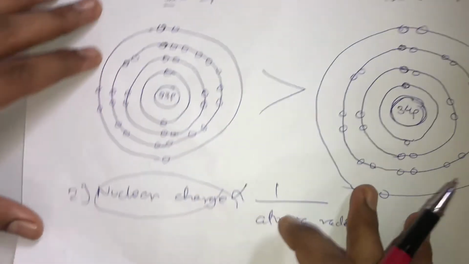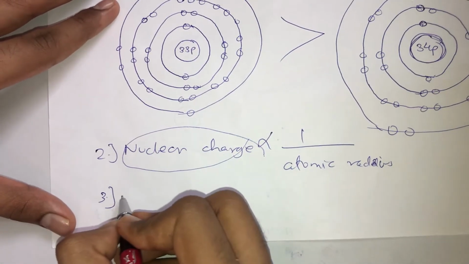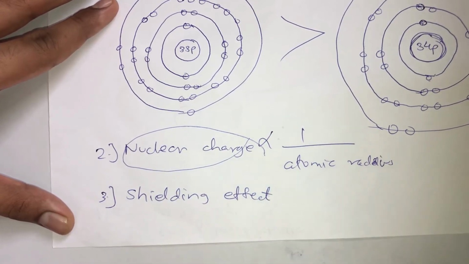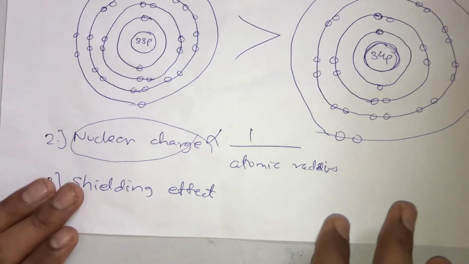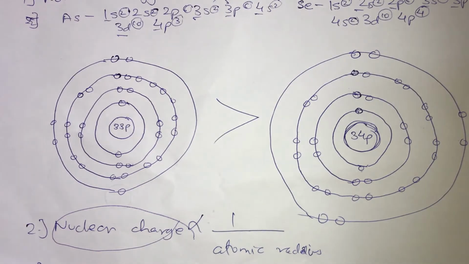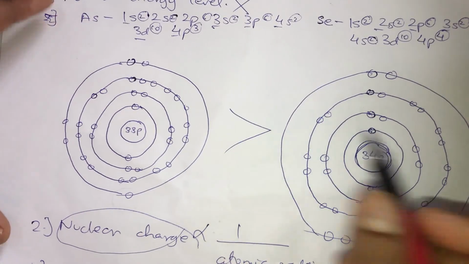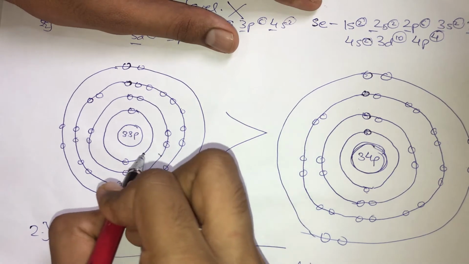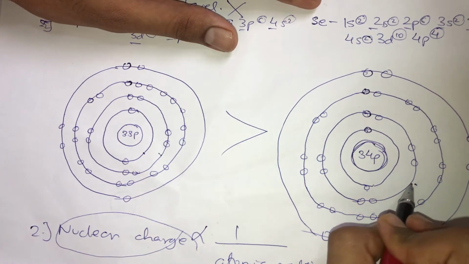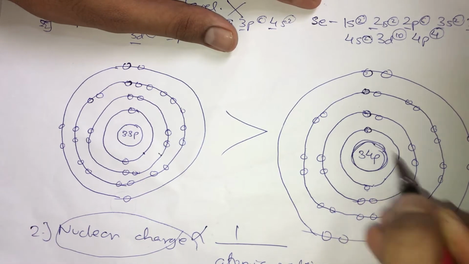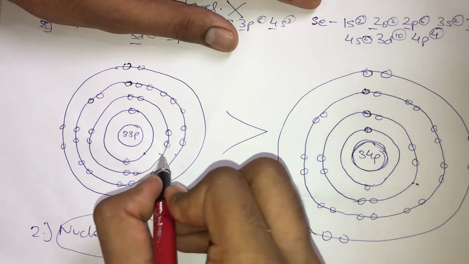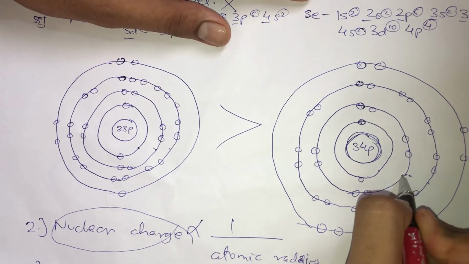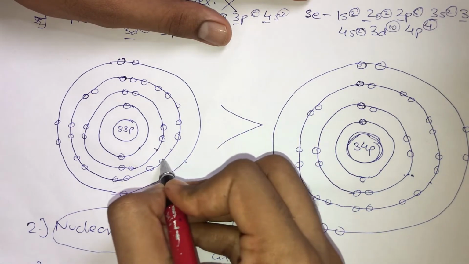Now, our third factor is nothing but the shielding effect. Is the shielding effect going to affect here? Obviously no. Why? Because the second energy level is getting shielded by 2 electrons, here also the second energy level is getting shielded by 2 electrons. The third energy level is getting shielded by 8 electrons, here also the third energy level is getting shielded by 8 electrons. The fourth energy level is getting shielded by 18 electrons.